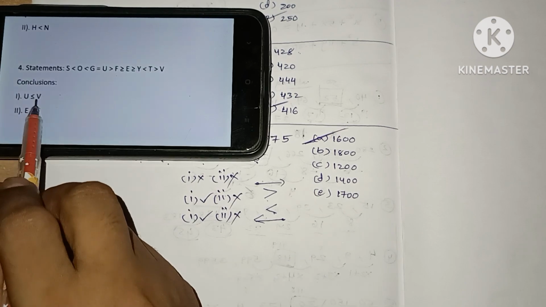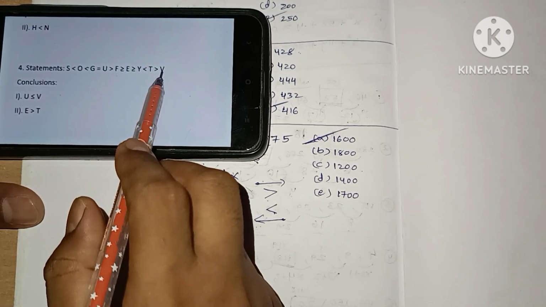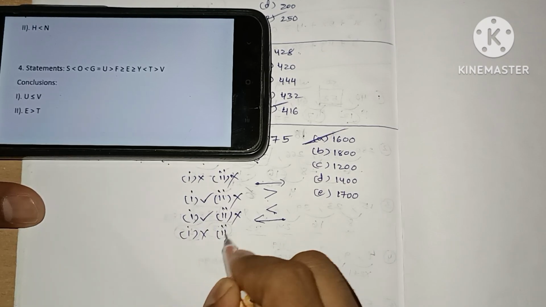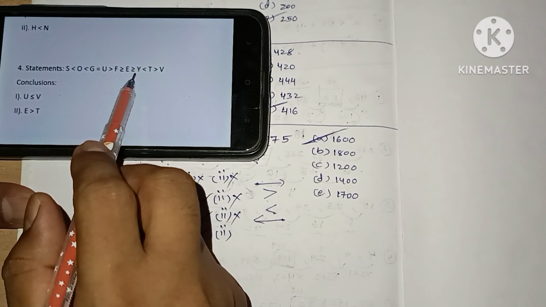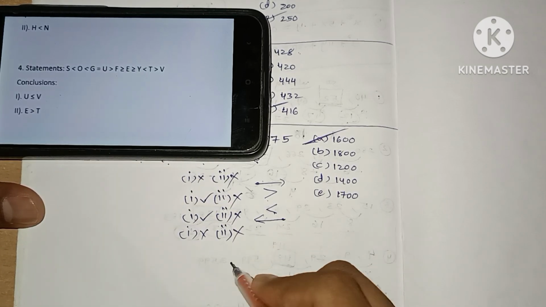Fourth question, the flow from V to U with everywhere equals to. From V there is no flow. So the first conclusion will be false. Second conclusion, the flow from E to T. From E we can reach Y but we cannot reach T. So the second conclusion will be false.